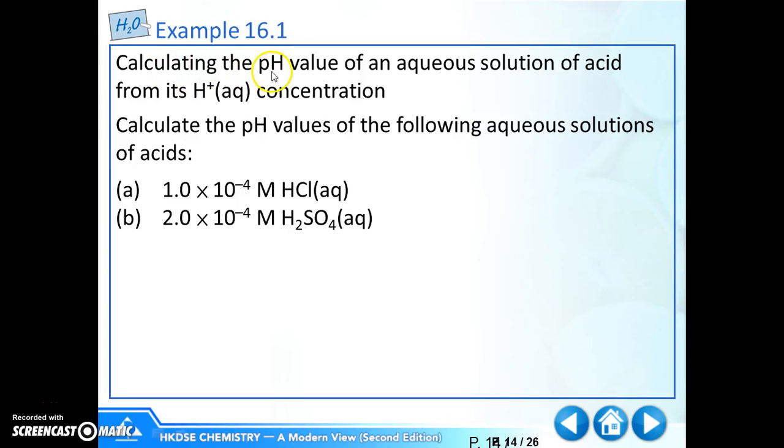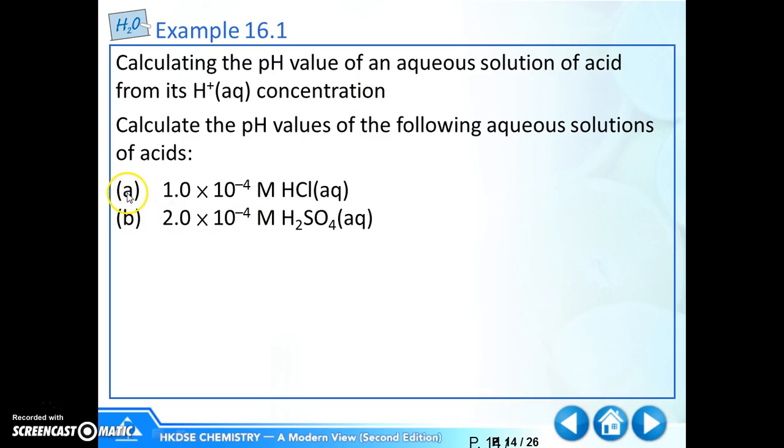To calculate the pH, we need to find out the concentration of H+ first. And the concentration of H+ would depend on three factors. First, the concentration of the acid. Second, the basicity of the acid. Third, the degree of ionization of the acid.